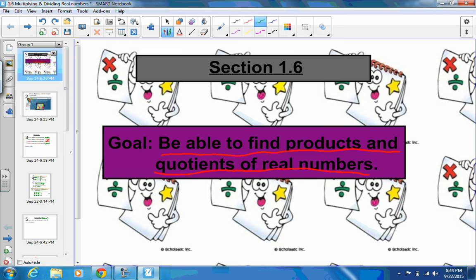Make sure you have the goal written down of being able to find products and quotients of real numbers. And if you have questions on any of these problems or any of these concepts, bring them to class.